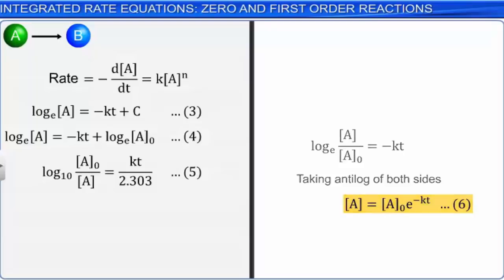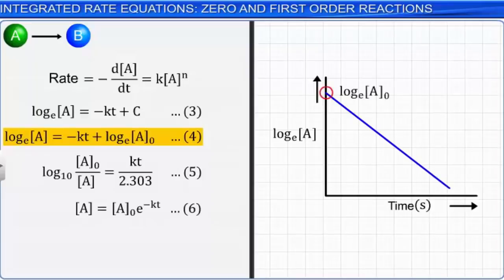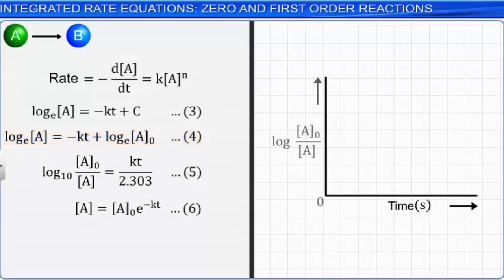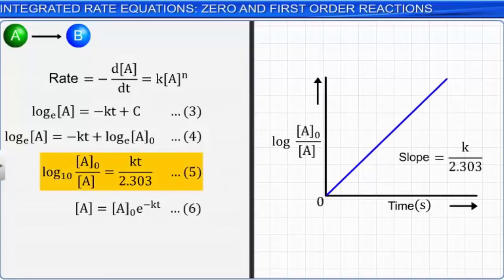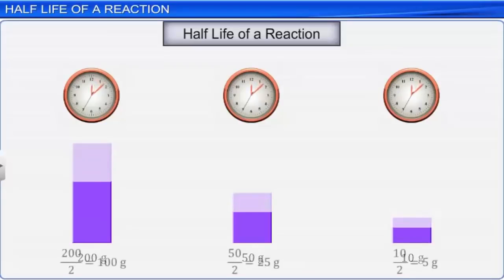If we plot equation 4 on graph, then we get a straight line with the y-intercept as log initial concentration of A0 to the base e and slope as -k. If we plot equation 5 on a graph, we get the graph as shown here. Half-life period of a reaction is defined as the time taken for the concentration of a reactant to reduce to 1/2 of its initial concentration.